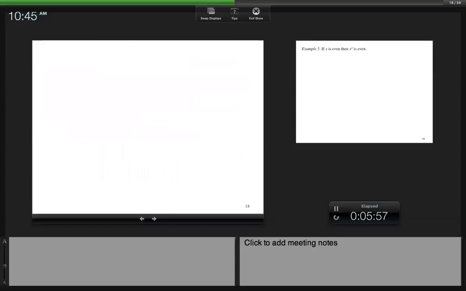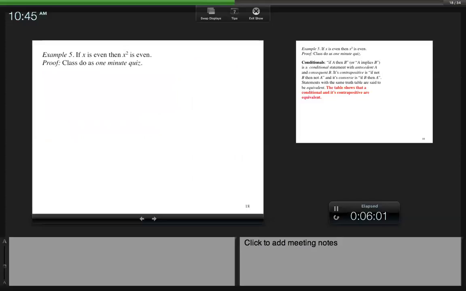Now, one more example. Again, same thing right here. If X is even, then X squared is even. So you can do this. Assume X is even, express X as 2 times K, and get X squared. All of that you can do.